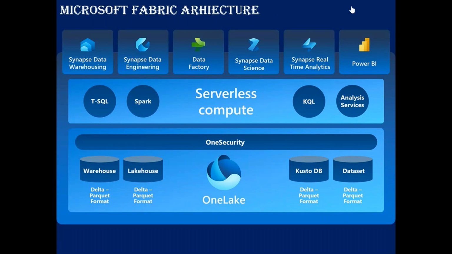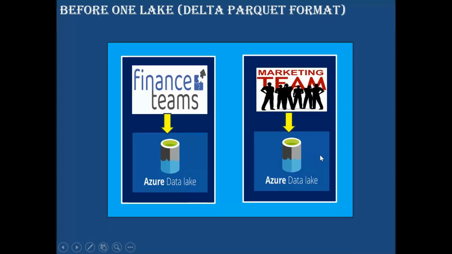So these are the different experiences or workloads where you can use the different computes. In the data warehouse experience, you use T-SQL compute for querying the data. Here you will use Spark, here you will use KQL in Real-Time, Power BI here, Synapse Data Engineering, Spark. So in the respective experiences, you will use the respective computes for querying the data.